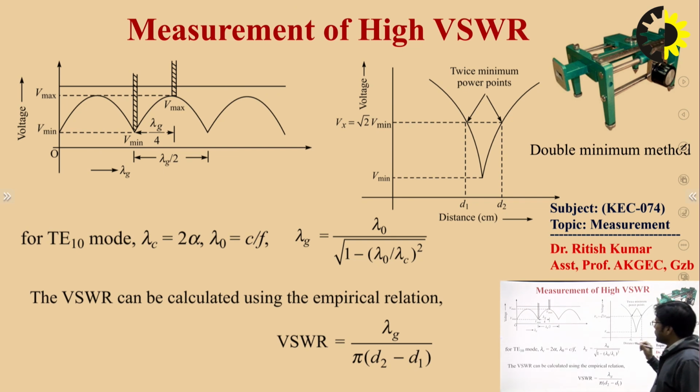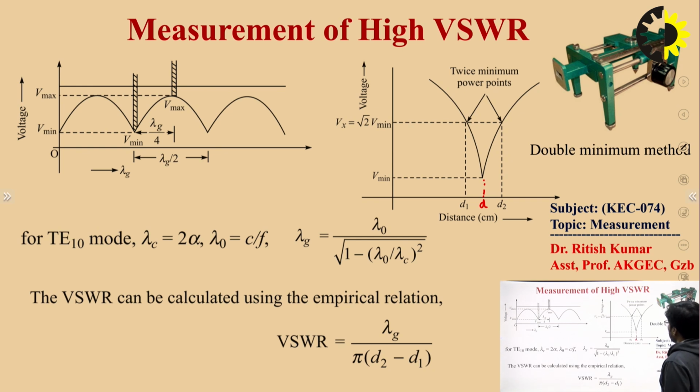So first you need to find the minima in the VSWR with the help of this slotted waveguide section. At a particular location you will get some voltage minima over this scale. So you have to read this value. Suppose you get the proper minima at some distance d with the help of this knob.